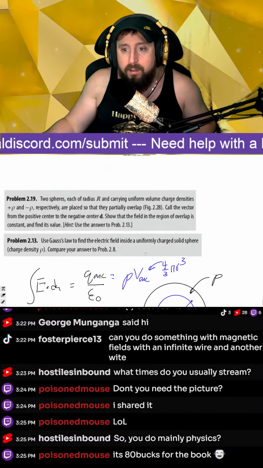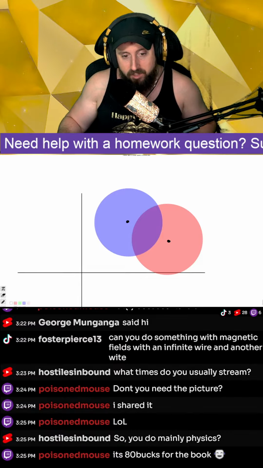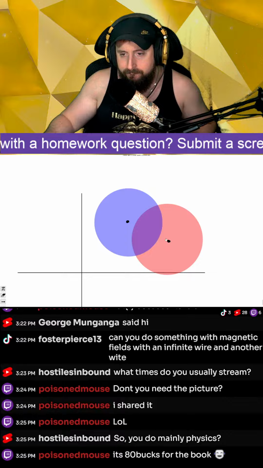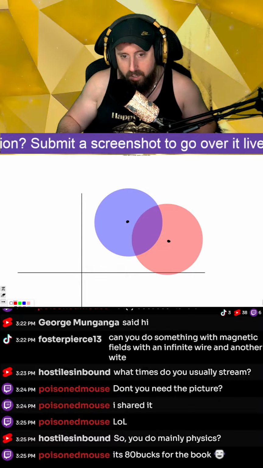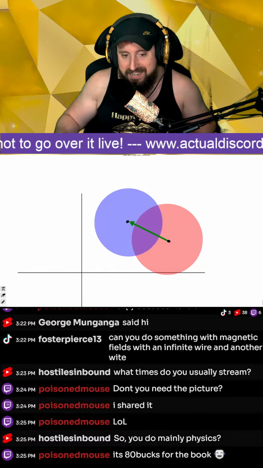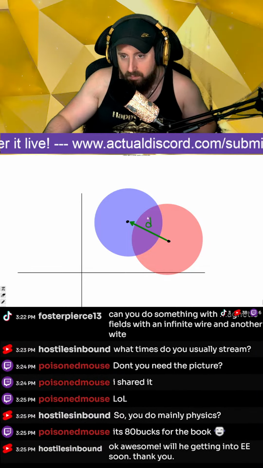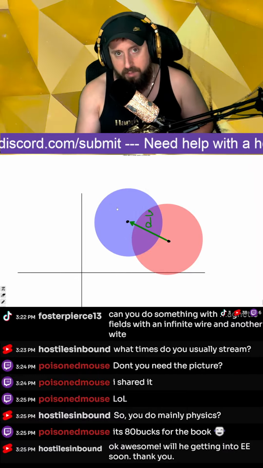All right. So from the positive center to the negative center, that's a vector D. Let's draw that out. Let's make this bigger, and make it green. So this is going to be vector D, which points from the positive center to the negative center.